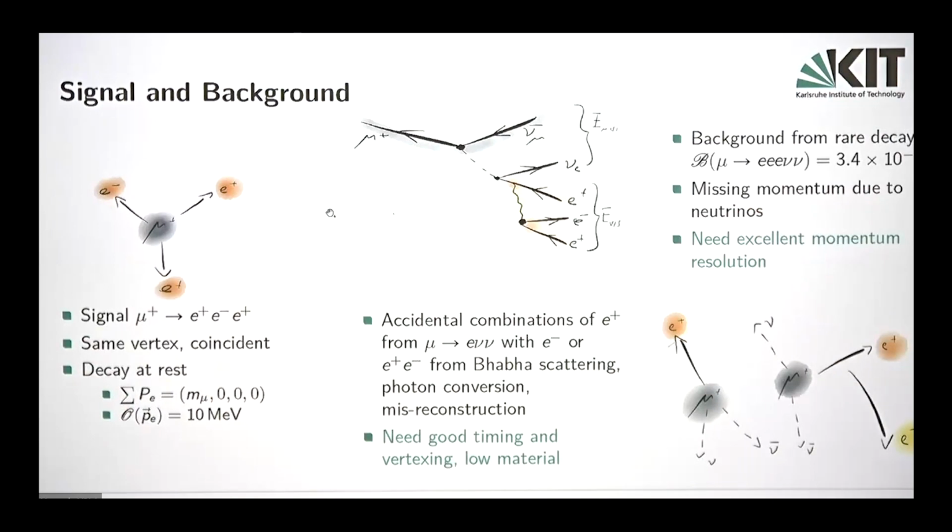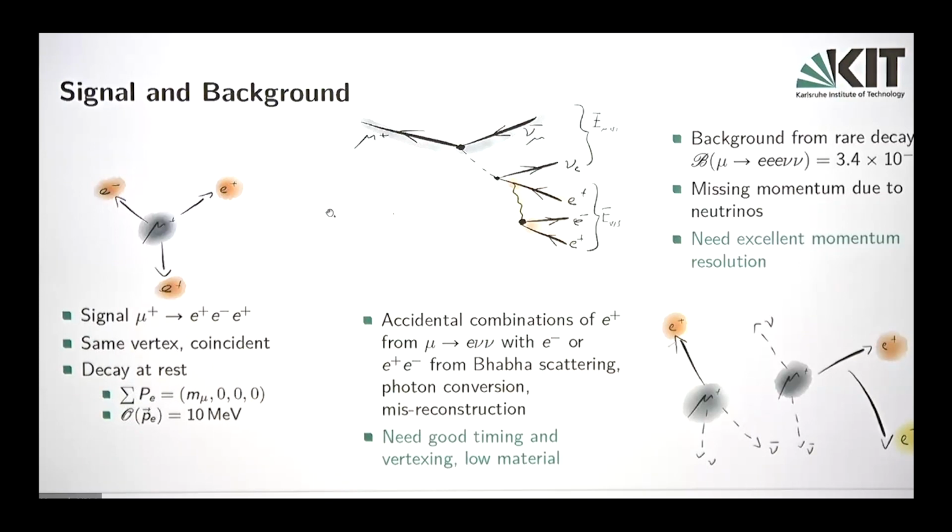So a quick look at signal and background. Signal you have over here. We take positive muons, they decay to 2 e plus, 1 e minus, same vertex, coincident in time. And if you do this with stopped muons, then basically the invariant mass of the 3-electron system is the muon rest mass, and the CMS momentum of the 3 electrons should come out as 0. The other challenge is that the momenta of each of the individual electrons are just some 10 MeV. This is very low.